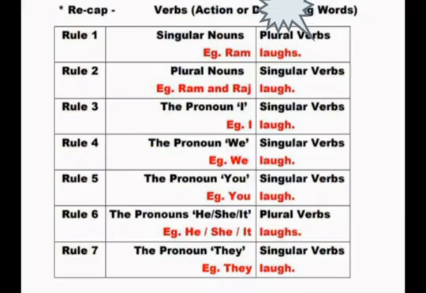For example, you laugh. But if the subject in the sentence is the pronoun he or she or it, then the verb in that sentence ends with s. For example, he laughs, she laughs, it laughs. And if the subject is they, then the verb used in that sentence will be in its singular form without s. For example, they laugh.